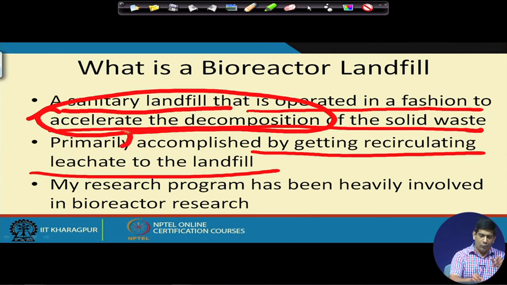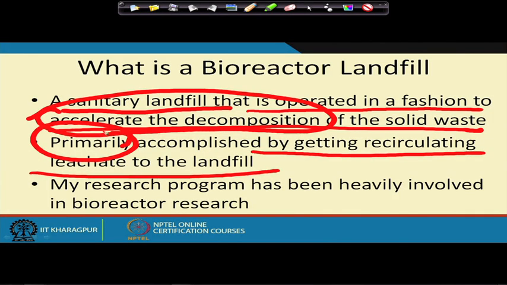It says primarily because that's the main way of doing it, but there would be other ways too. You can inject sludge. If you have to dispose wastewater sludge, it has very high moisture content, so that could be disposed of. That will help in increasing the moisture content and make the waste degrade faster. So those things are done.